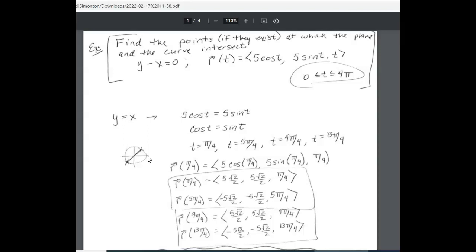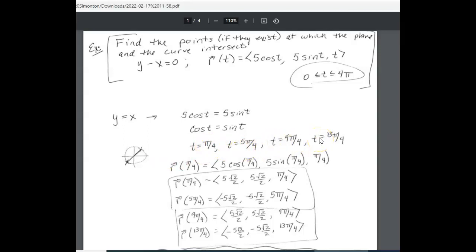But I have to go around again because I have to go from 0 to 4 pi. So if I'm at 2 pi here and I rotate up another pi over 4, this would be 8 pi over 4 plus pi over 4. That would be 9 pi over 4. So that's my third solution. And then all the way around to here, this would be at 13 pi over 4. And then finally, coming back around that second time, I would be at 4 pi. Because you have the window 0 to 4 pi, you have to go around that circle twice. So I have 4 values of t that solve this equation.